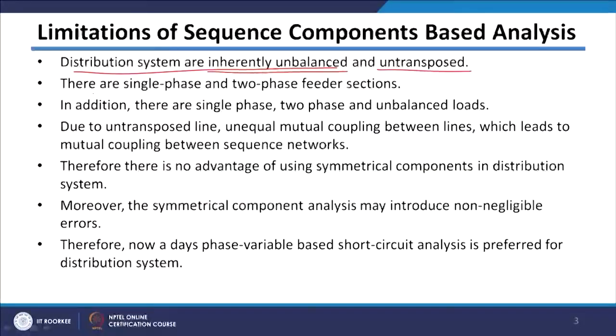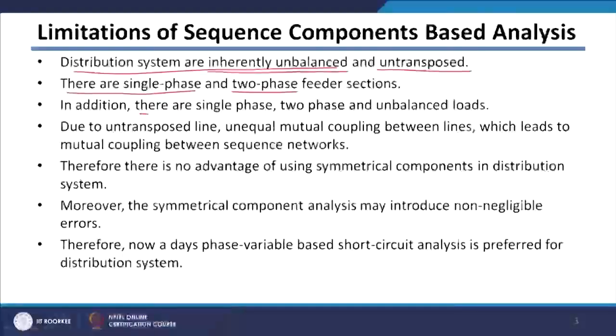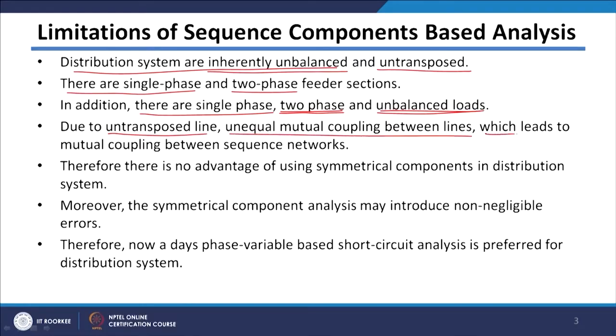Also, many sections of the line will have single phase laterals or two phase laterals, or the feeder sections will be single phase or two phase feeders. In addition, some loads are single phase loads and some are two phase loads, so they are very much unbalanced. Another problem is that due to untransposed lines, there will be unequal mutual coupling between the lines, which leads to mutual coupling between the sequence networks.